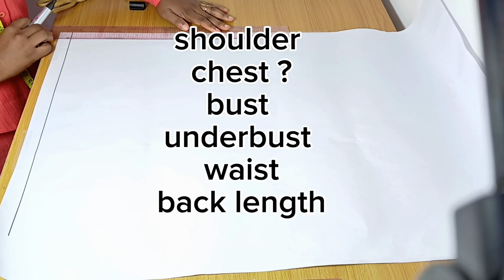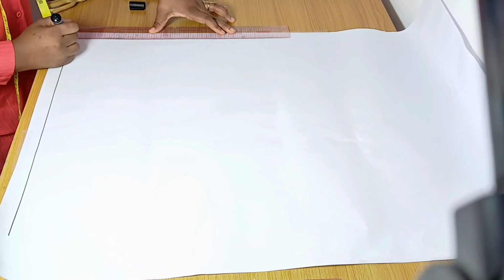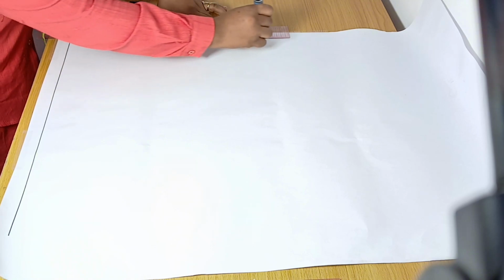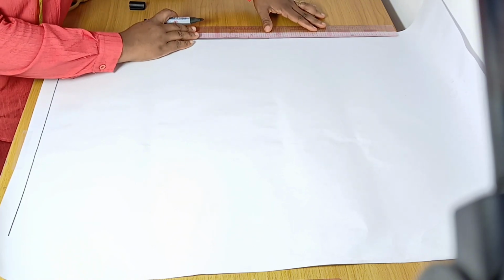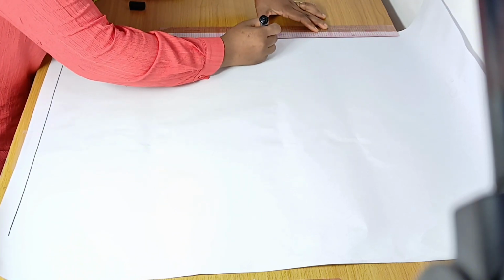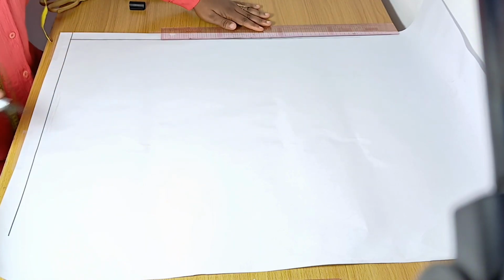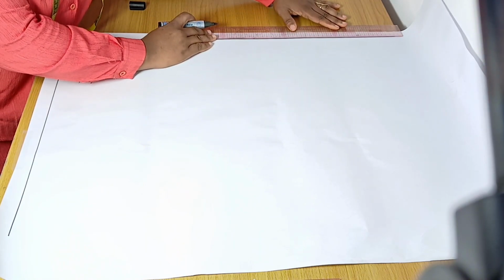So these are some of the measurements we are going to be using in this class. We need our shoulder measurement, our chest, and that chest, if you look closely, you can see a question mark there. This is to tell you that I'm going to teach you the perfect way to get your chest measurement. Yes, at the end of the day, you will not have loose arm or tight arm. I'm going to teach you the perfect way to calculate your chest measurement. Then when we are done with that, we are going to go ahead and do other things.